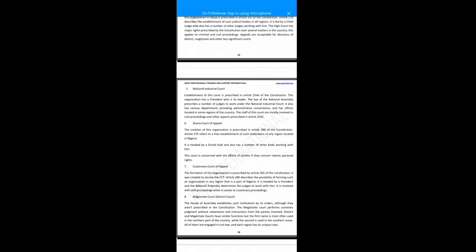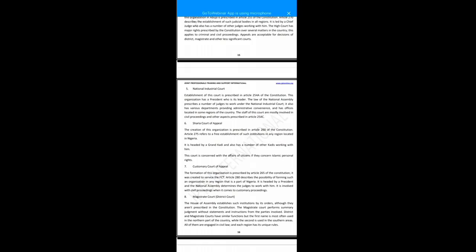Now let's look at the customary court of appeal. This organization is described by Article 265 of the Constitution, and it was also created to service the Federal Capital Territory. Article 280 describes the possibility of forming such an organization in any region that is a part of Nigeria. It is headed by a president, and the National Assembly determines the judges to work with him. It is involved with civil proceedings when it comes to customary proceedings. That's the work of the customary court of appeal.